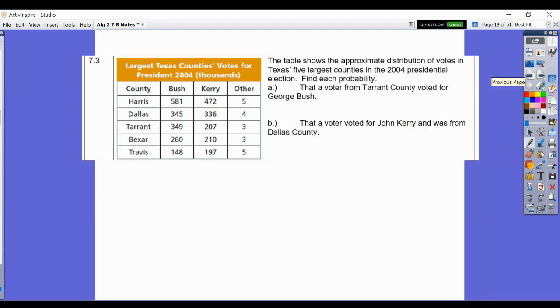All right, here's one where all these numbers are in the table, so we're gonna try to decipher the information given that other things have already happened. The table shows the approximate distribution of votes in Texas's 5 largest counties in the 2004 presidential election. Find the probability that a voter from Tarrant County voted for George Bush. So we want the probability that they're from Tarrant County and that they voted for Bush. Okay, so first we need to find the probability that they are in Tarrant County, right?